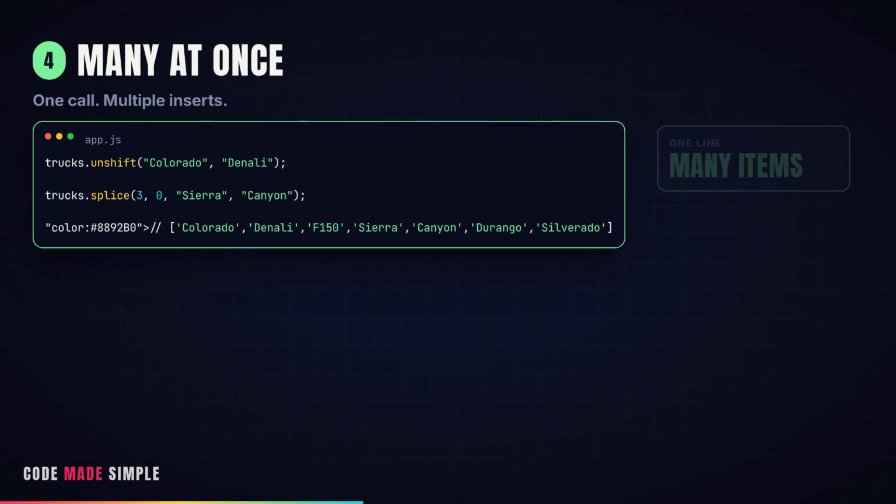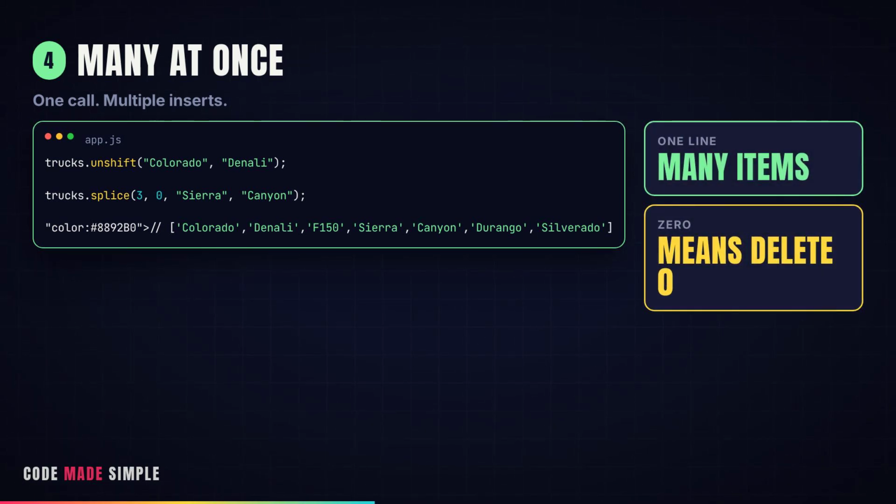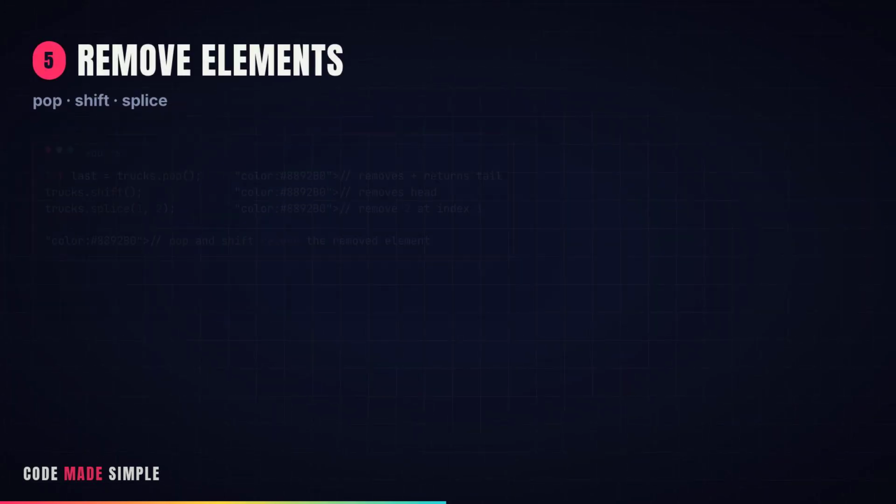All 3 take multiple items at once. Unshift Colorado and Denali. Both go to the front. Splice at index 3, insert Sierra and Canyon. 1 line, many inserts. Removing is just as clean.